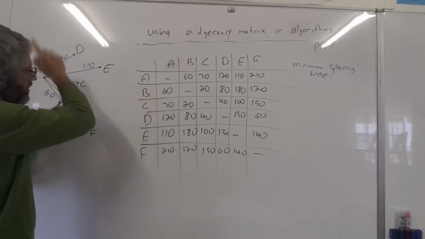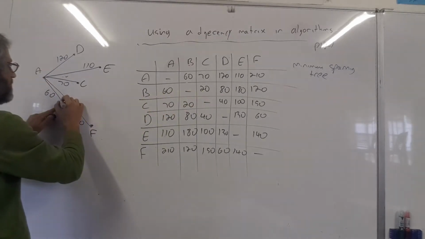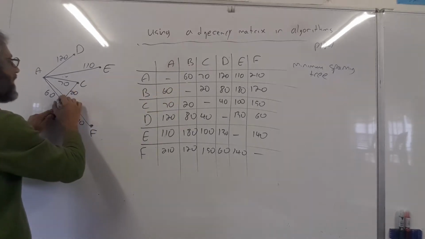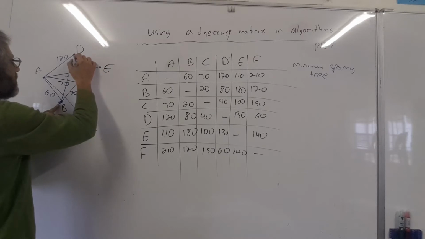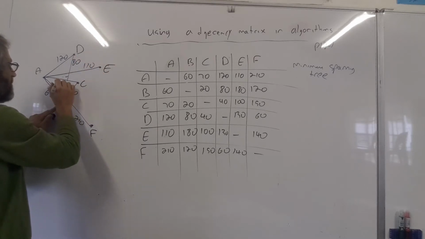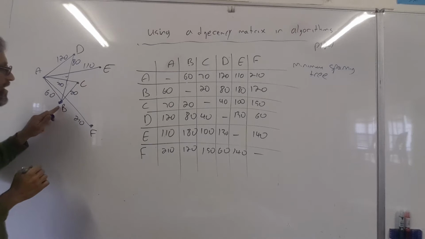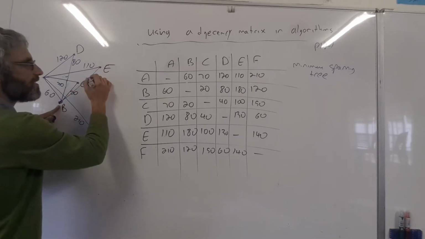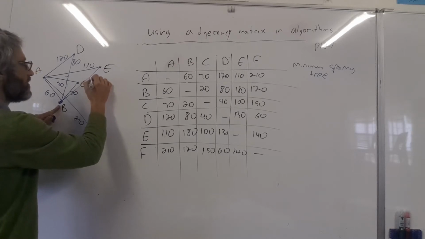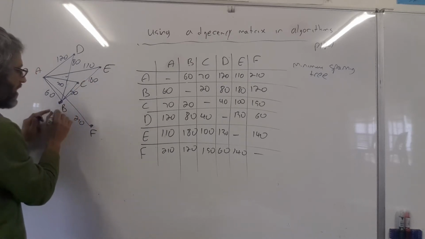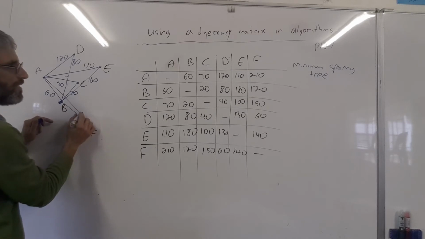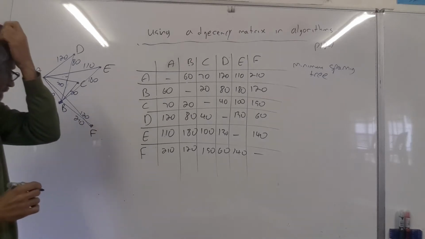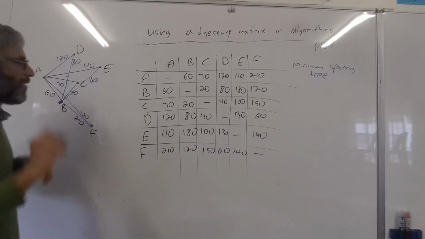Then I can look at B. B to A, I don't need to do it again. B to C is 20, so this is 20. B to D is 80. Okay, that crosses the 70, let's move it again. Poor 70 has to move all the time. B to E is 180. And B to F is 120. I'll carry on, why not?